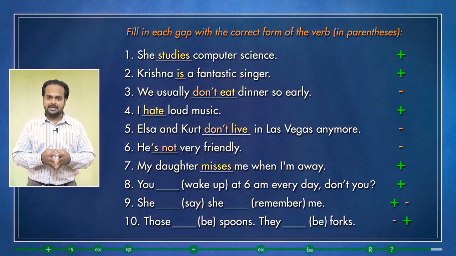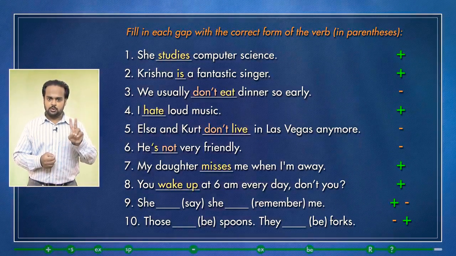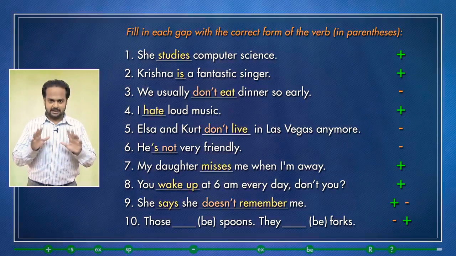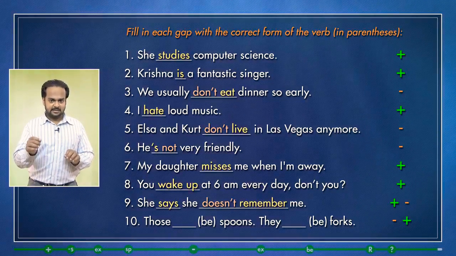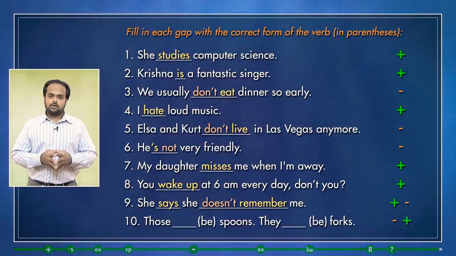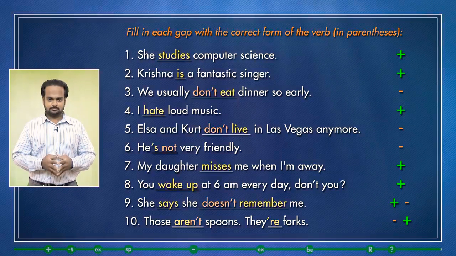Number 7 should be my daughter misses me when I'm away. Misses is spelled with ES, remember. Number 8, you wake up at 6 a.m. every day, don't you? In number 9, there are 2 gaps. She says she doesn't remember me. It's a common mistake to say she say. Don't make that mistake. It's he says, she says. And finally, in number 10, again, 2 gaps. Those aren't spoons, they're forks.